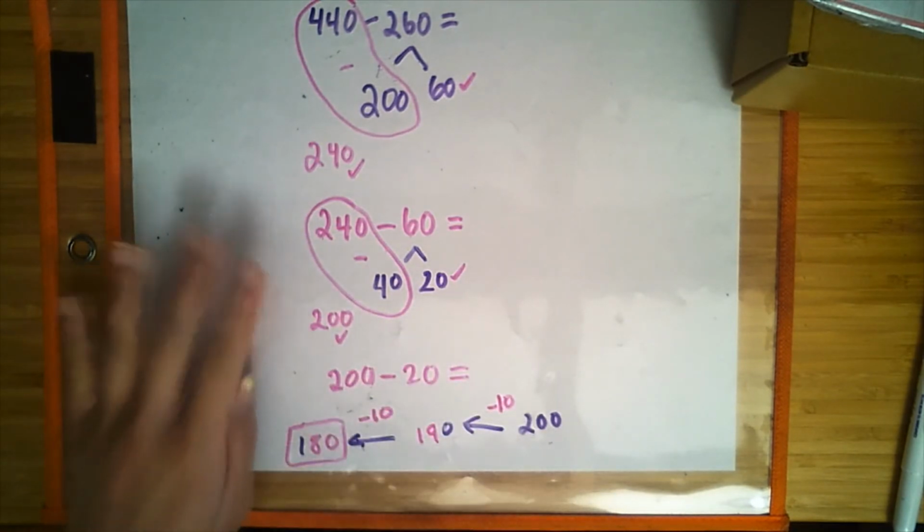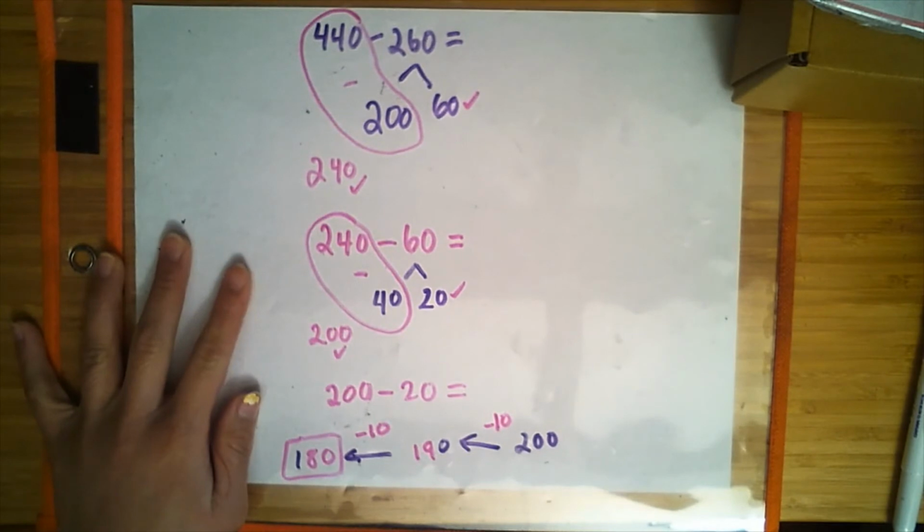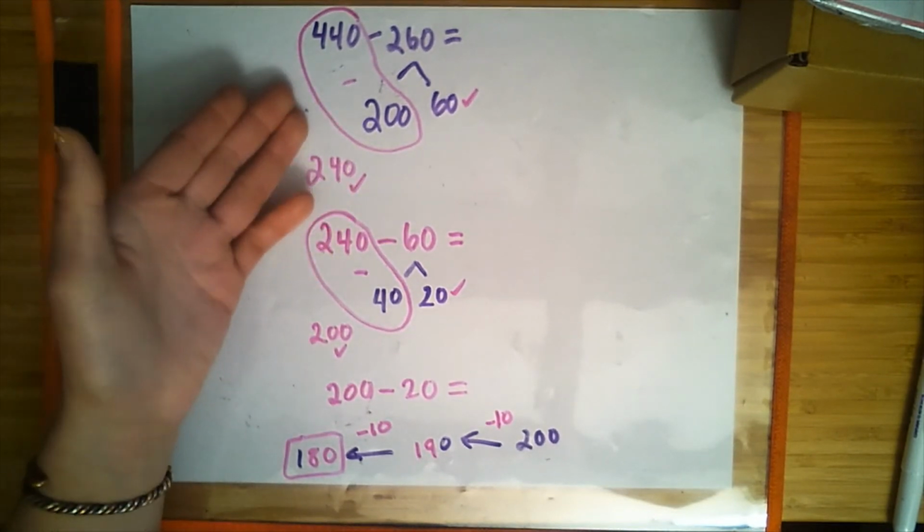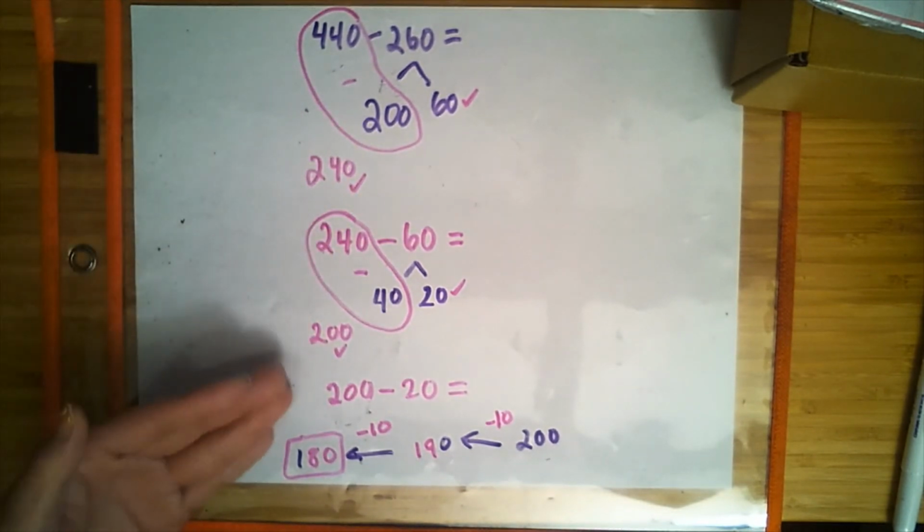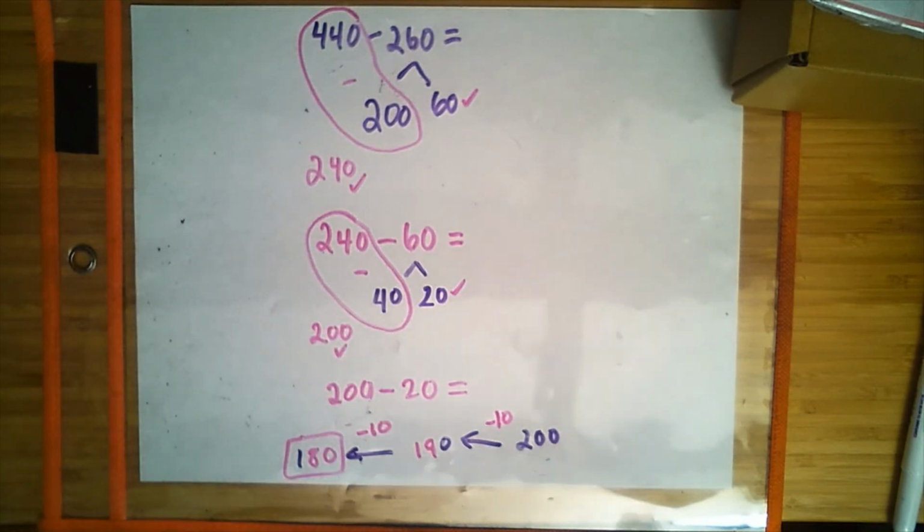You'll notice, my friends, that throughout the problem, we used mini number bonds, and then we decided to finish up with arrow way. That is okay.